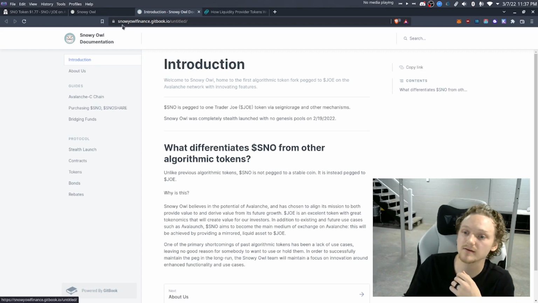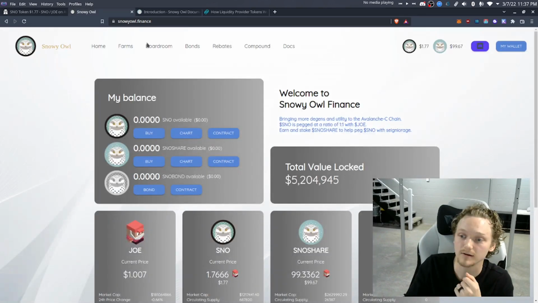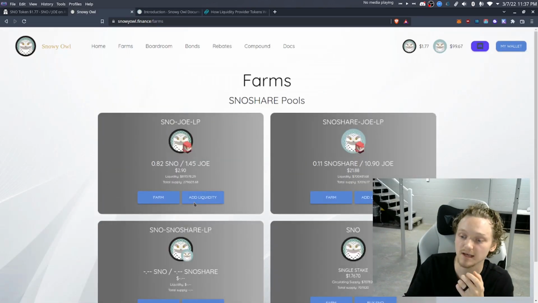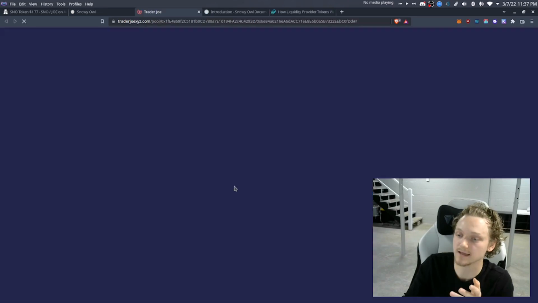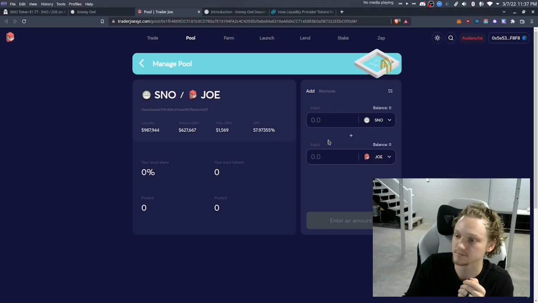So like if you ever go into SnowyOwl and you go into farms and you see anywhere in here that says add liquidity. So if we click add liquidity on Snow and Joe, you're going to see that it's adding Snow and Joe in a 1-to-1 ratio. And that means that we're giving liquidity to Trader Joe to be able to use those 2 coins to trade simultaneously, to buy and sell. When other people buy and sell, they're buying and selling into our liquidity that we've provided, which we have 987,000.